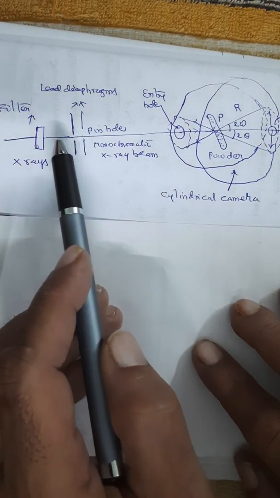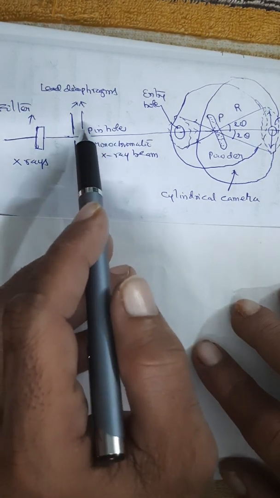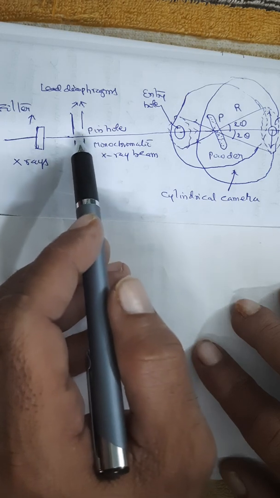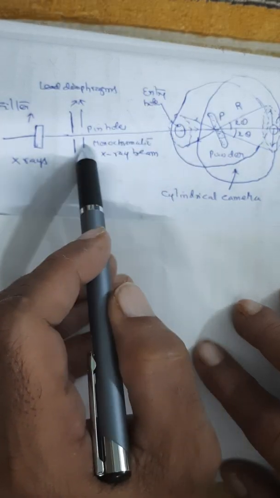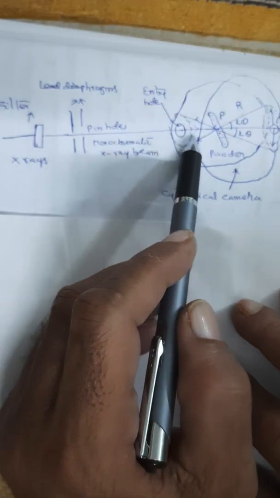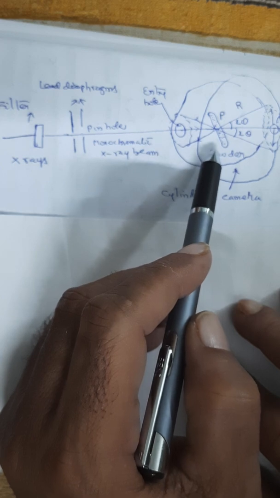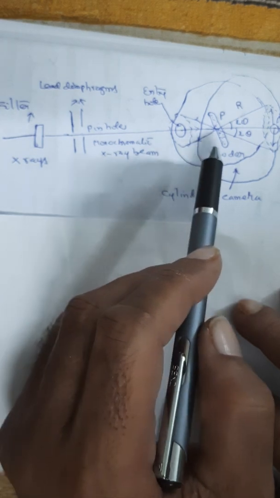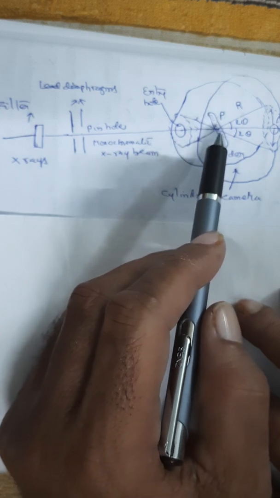So let me quickly recap the entire process that is happening in the powder technique or powder method of X-ray diffraction. This is the experimental arrangement. This experimental arrangement consists of a cylindrical camera. This camera is called the Debye-Scherrer camera. It consists of a film in the inner portion.